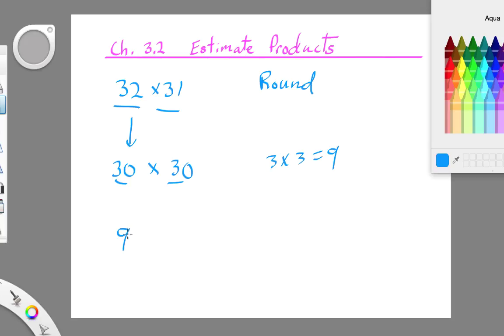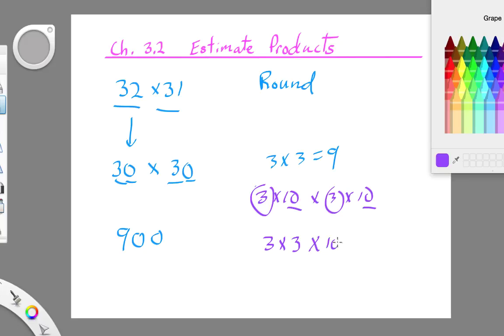So we have our 9, and then we keep track of our 2 more 10s. There's a 10 and there's a 10, so we add 2 zeros. Again, just so you understand, 3 times 10 is 30, times 3 times 10 is the other 30. And if we just put our 3's together and then multiply by our 10's, then we get it. 3 times 3 is 9, times 10 is 90, times 10 is 900.